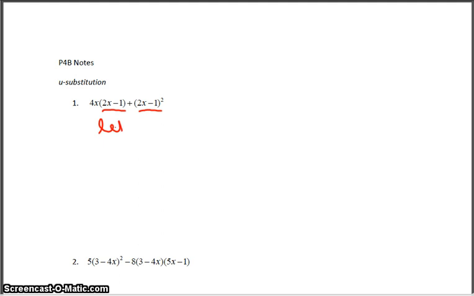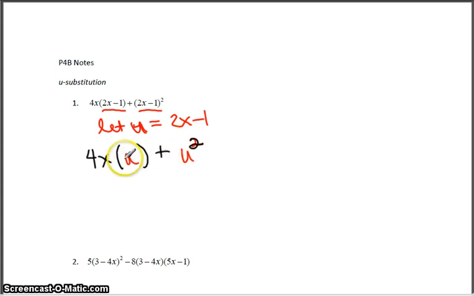So we're going to let U equal 2x minus 1, and then rewrite the problem as 4x times U plus U squared. This makes the problem simpler to factor.